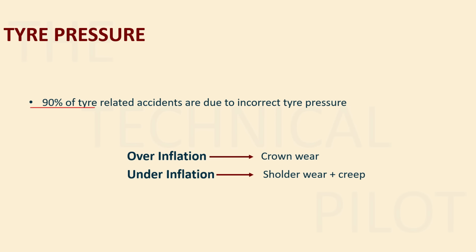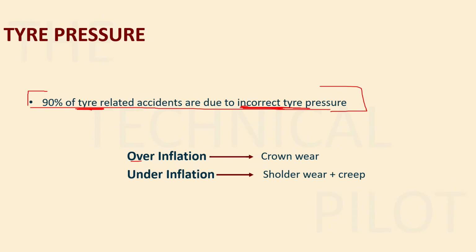Then, 90% of tire related accidents are due to incorrect tire pressure. This is a fact: whatever accidents are related to tires happen due to incorrect tire pressure. So you need to make sure that your tires are always at the correct pressure, right?